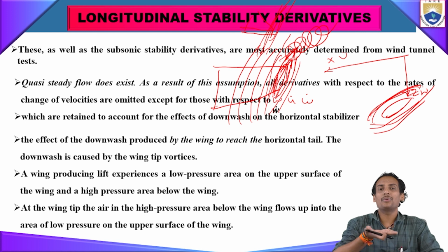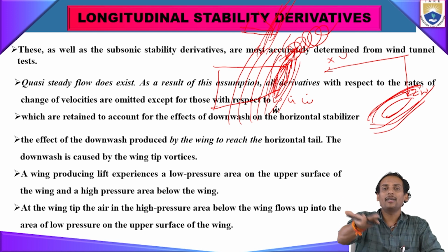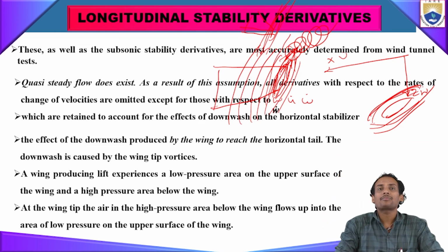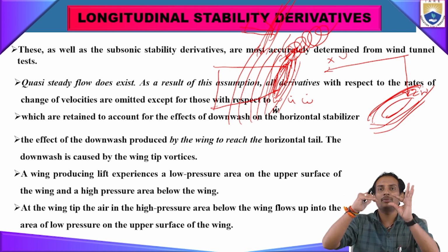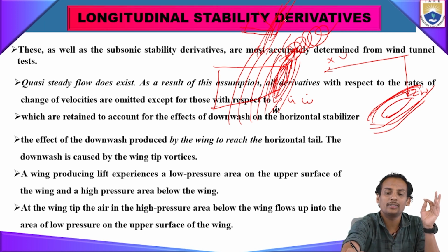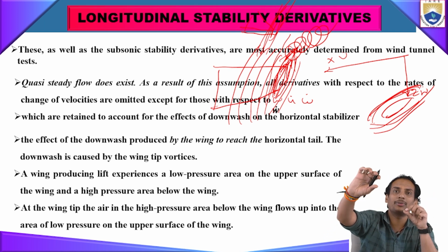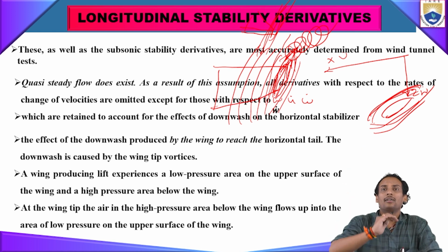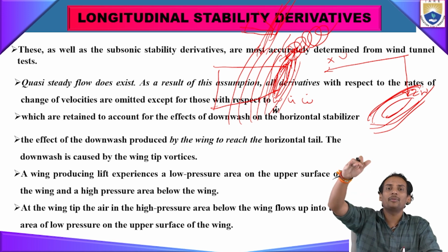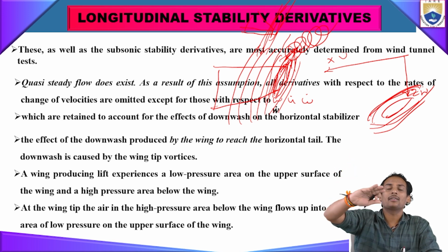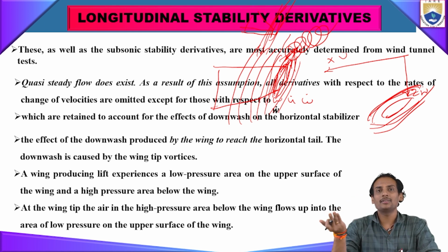Downwash means what? A flow will have an abrupt velocity under the aircraft and over the aircraft's airfoil surfaces. So the effect of downwash produced by the wing, on such as the horizontal tail, is caused by this wingtip vortices. These wingtip vortices will be continuous, and will come up to the horizontal stabilizer also. Due to that, there will be a higher flow over the stabilizer also. That will give a new phenomenon called downwash.